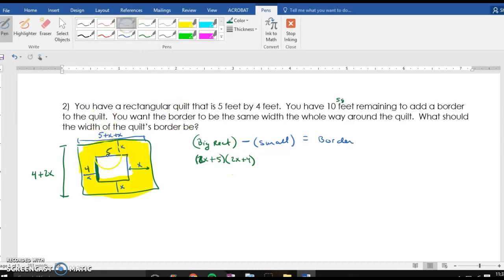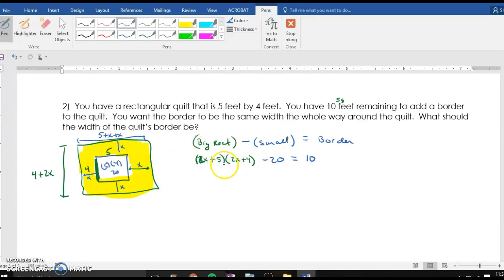But then the area of the inside one would be 5 times 4, which is 20. So that's what we're going to subtract here. So when I take the area of the big and subtract the area of the small, it should give you 10 square feet of border.